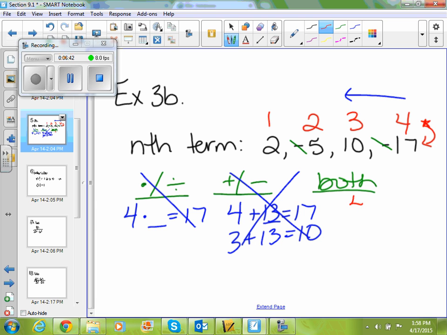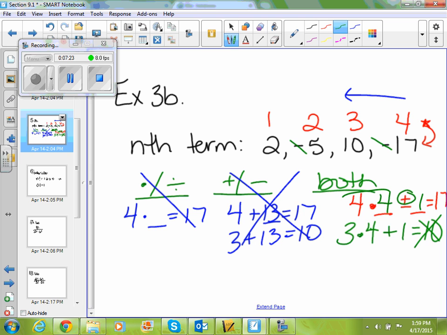So I know I'm going to start with 4. I'm going to need to multiply by some number and then add or subtract some number to make it be 17. So the closest number that I can get to 17 is if I take 4 times 4 and then add 1 to that, because 4 times 4 gives me 16, and then plus 1. So I'm going to try the pattern of times 4 plus 1. So if I then plug in 3, 3 times 4 plus 1 does not give me 10, it gives me 13.